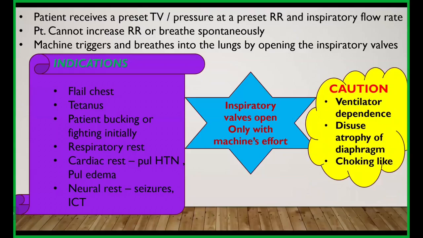Always keep that in mind, that prolonged controlled ventilation will lead to dependence on the ventilator, which is due to the disuse atrophy of the diaphragmatic muscle fibers. And in this mode, no patient effort will be sensed, which will mimic choking. So it will give the utmost discomfort and should be used with caution.